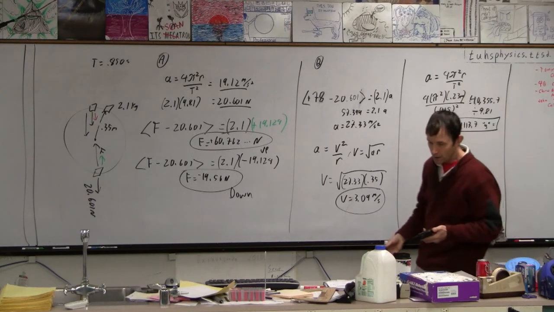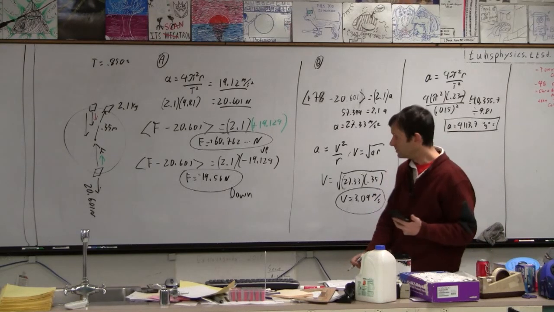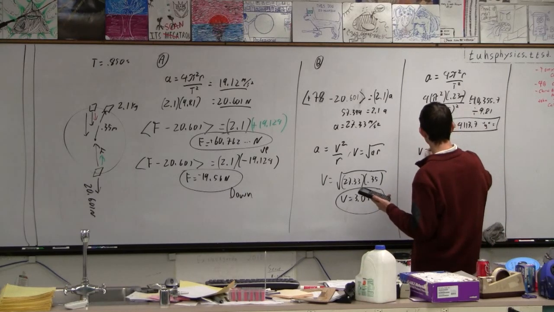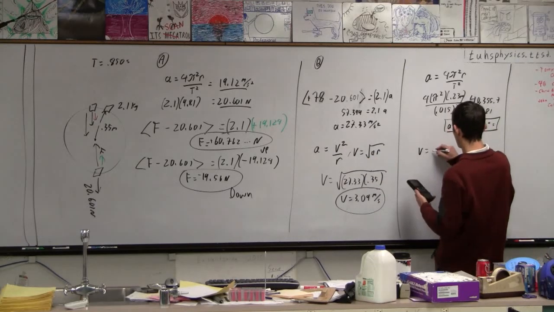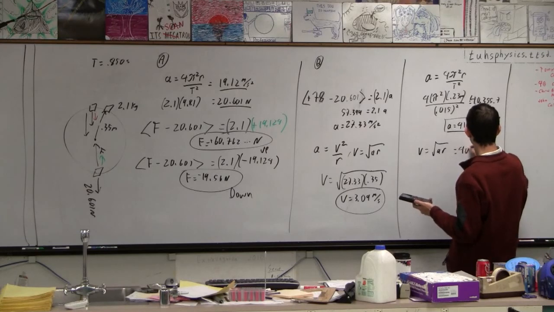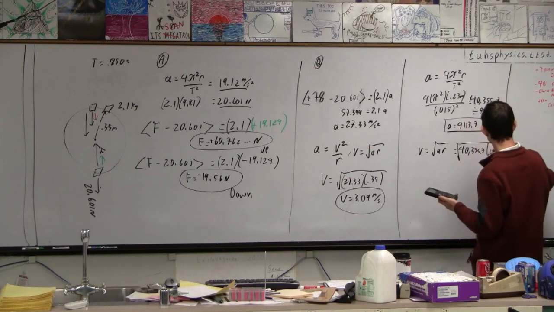And then it says, what is the tangential velocity at this point? There's two ways to do this. One way is to just take this acceleration, right? A is v squared over r, so v is the square root of ar. That's what I'm going to do. So I'm just going to say that it's 40,355.7, square root of that times 0.23.